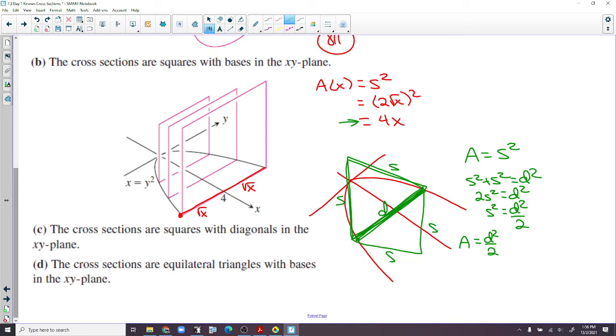Well, the diagonal is the one that is 2 square root of x. So we have 2 square root of x squared over 2. That's the thing that's sitting on the xy plane. So 4x over 2, it ends up being 2x instead of 4x. It's 2x. That is the cross-sectional area. Then we'd go on, we'd integrate that from 0 to 4.